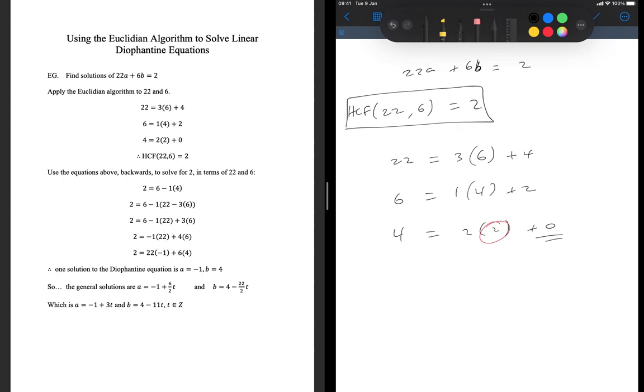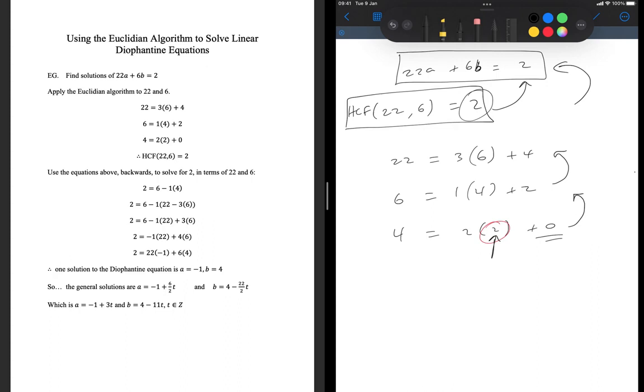Hopefully you should know that already. You should have been able to do that pretty easily, but still use the Euclidean algorithm, because we're going to use the equations backwards now to solve for our Diophantine equation. Remember, our Diophantine equation was this. Now this question's a little bit handy because the highest common factor just so happens to be what the Diophantine equation is equal to. So our plan is now to go backwards here and get the number 2 in terms of 22 and 6. I'll show you what I mean.